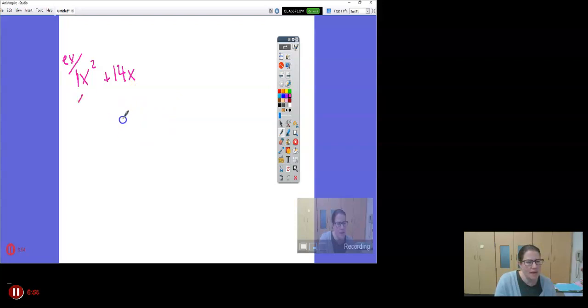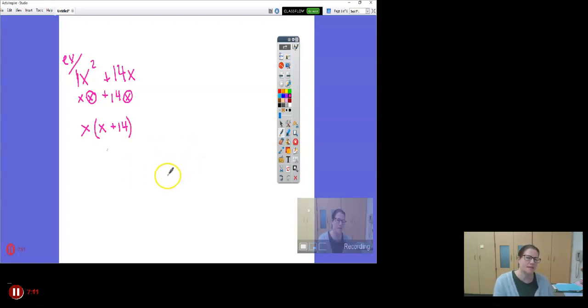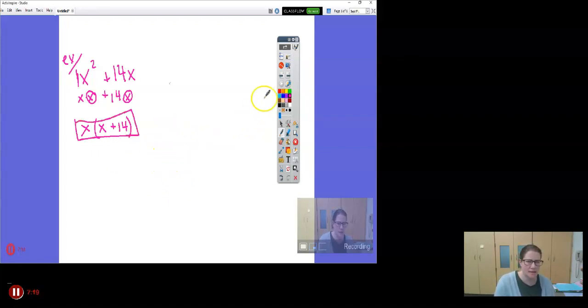But if I'm looking at my x's, I have x times x here plus 14 times x here. So because I do have one x in common, that x can be pulled in front of the parentheses because x plus 14 will be multiplied by x. So x times (x plus 14) would be the factored form of x squared plus 14x.